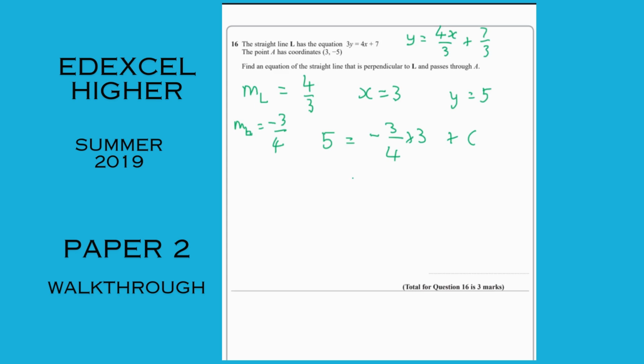Grab your calculator to find c. Start with 5, and you need to add 9/4. You should get minus 11/4, or the equivalent of, for your c, and that means you've got everything you need. y equals mx plus c again, but the m is the perpendicular gradient, and the plus c is that on the end, negative 11/4.